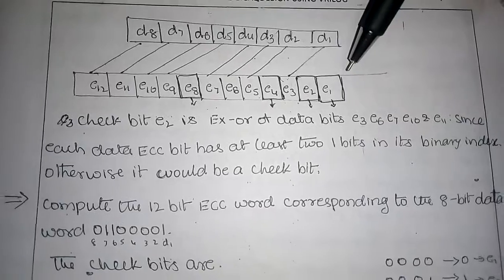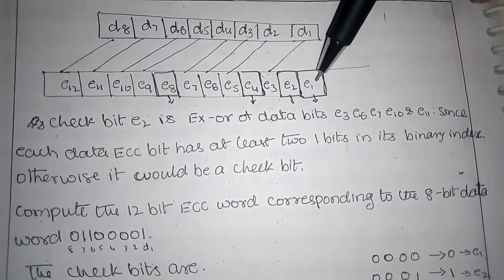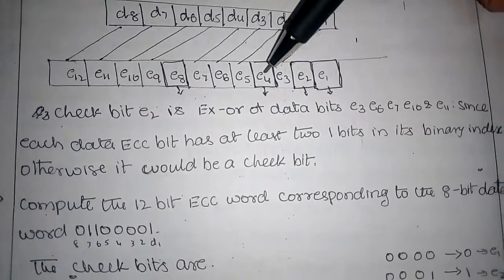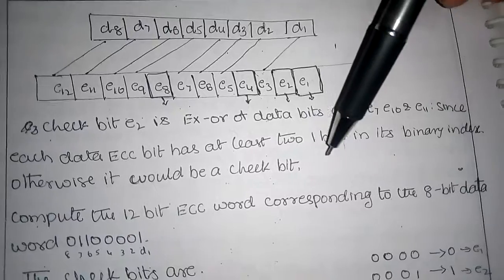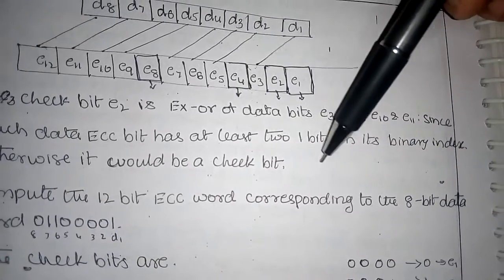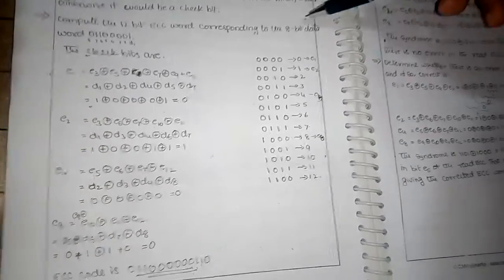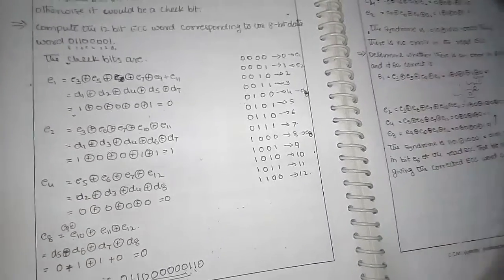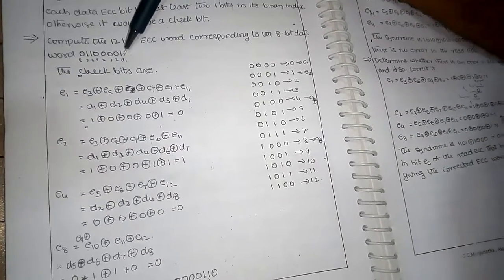The check bits are E1, E2, E4 and E8. For that, I have to check the error bits. In this example, 8 bits of data are given. The data bits are 0, 1, 1, 0, 0, 0, 0, 1.